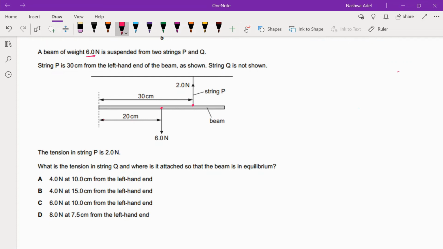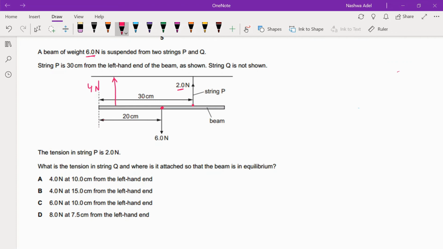Let's look at the tension in string Q. We have to add a string here, Q. We don't know exactly the position of Q, and what is the tension of this Q? Here we should know that this beam weighs 6 Newton, and string B applies an upward force of 2 Newton. So we need another string to carry the beam with 4 Newton.